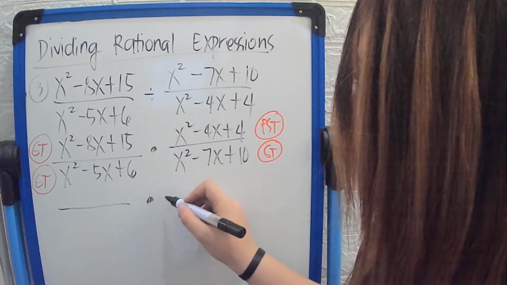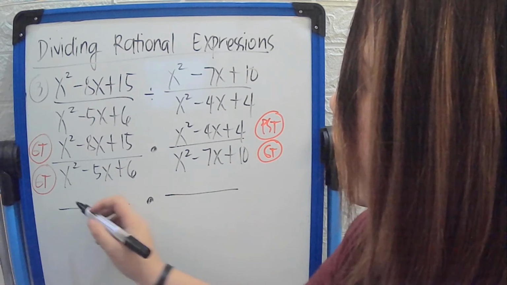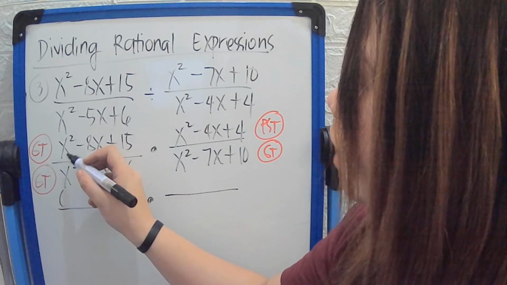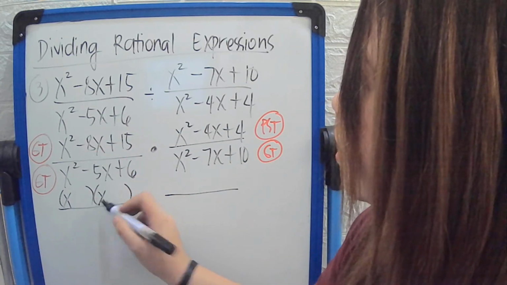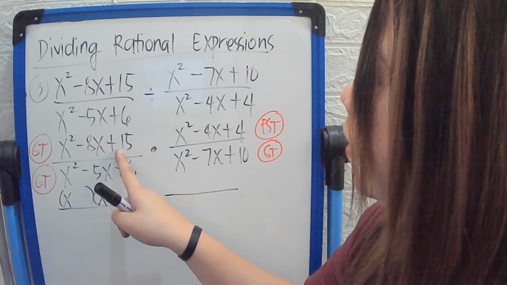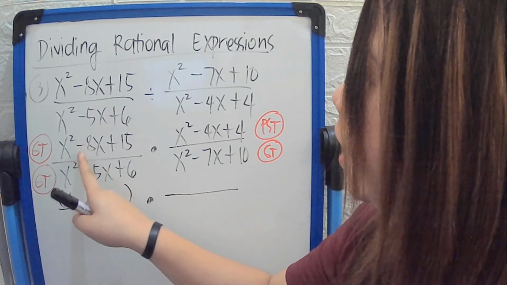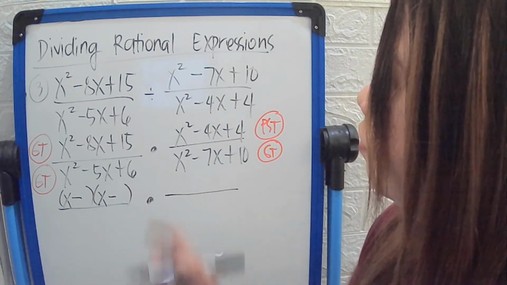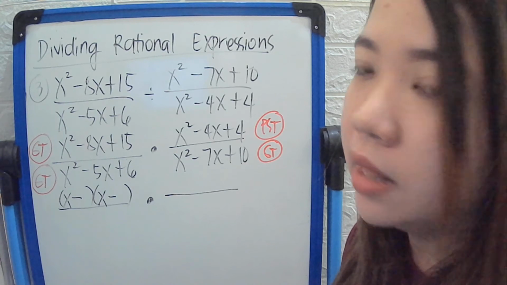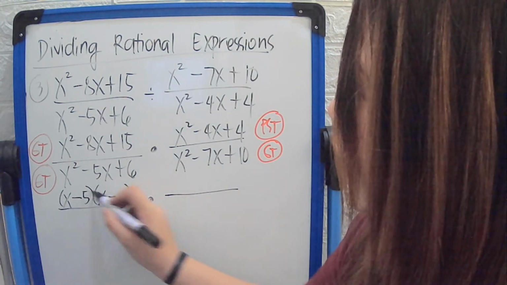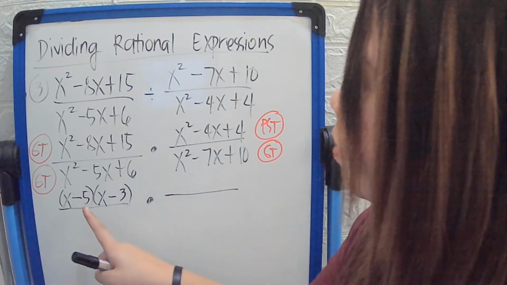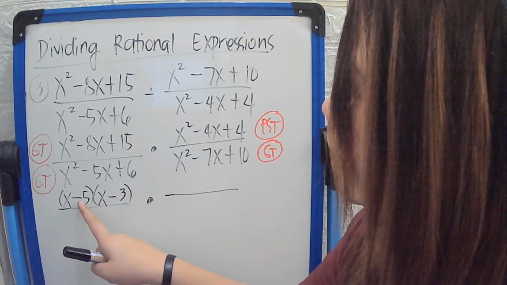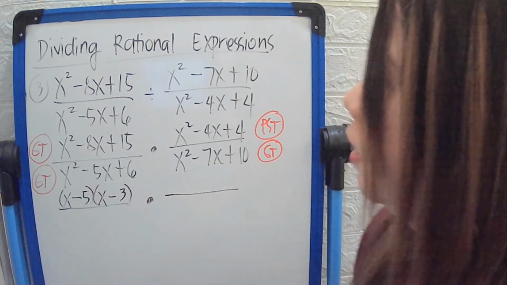Okay, so let me write this first. So applying GT here, we get the factors of x squared. So we have x and x. Since your last term is positive and your middle term is negative, we take this sign. Now, what will be the factors of 15 that when added, we have 8? So that will be negative 5 and negative 3. If you multiply negative 5 and negative 3, that will be positive 15. If you add these two, you'll have negative 8.